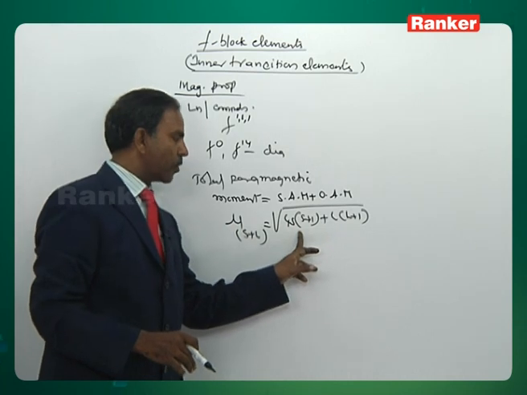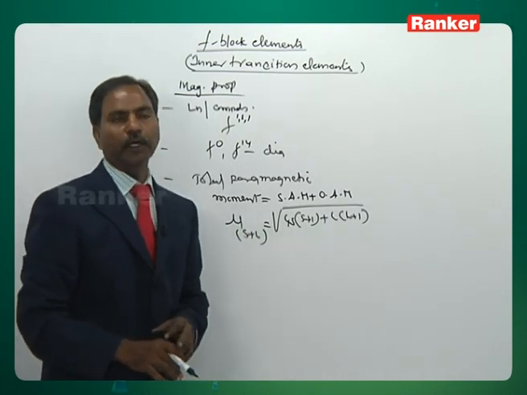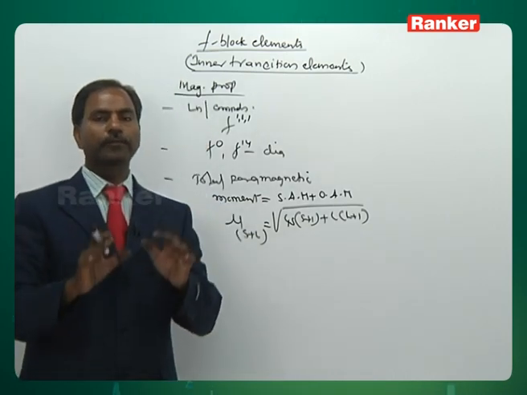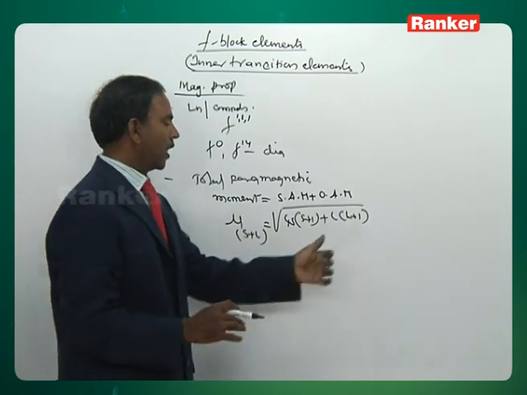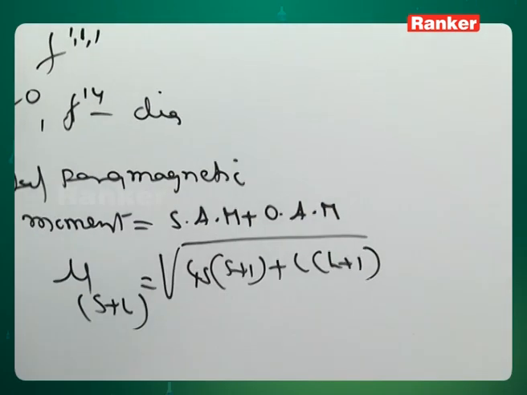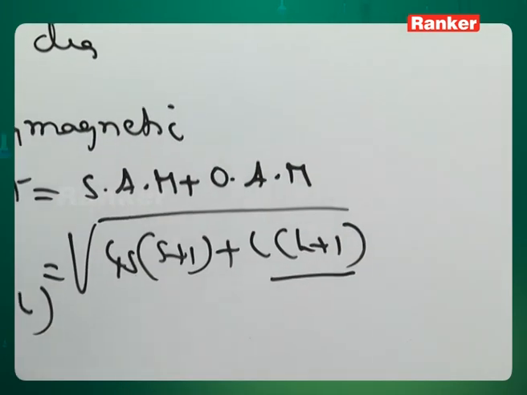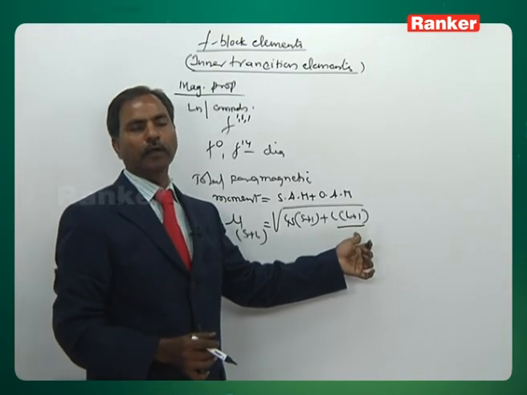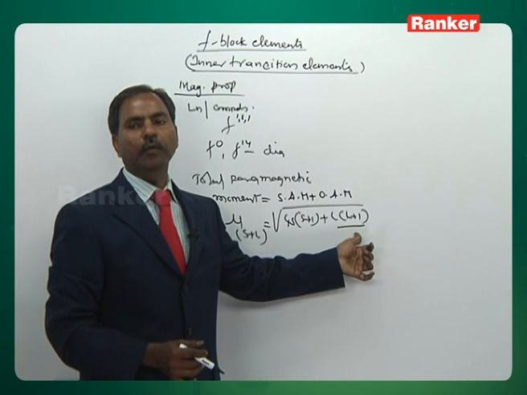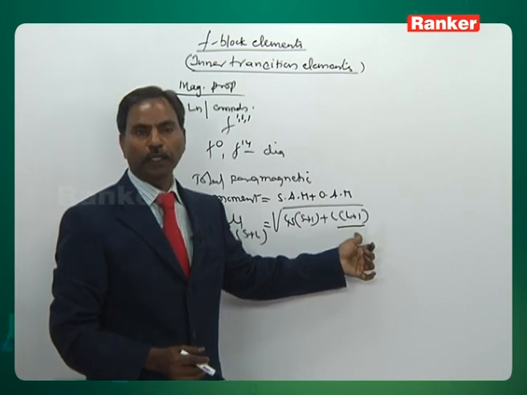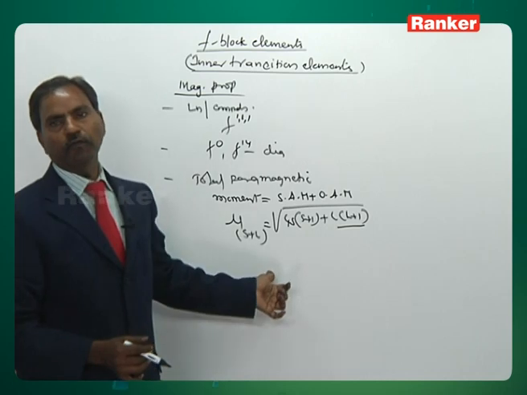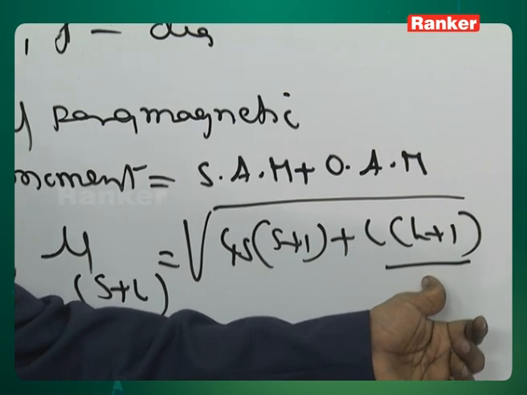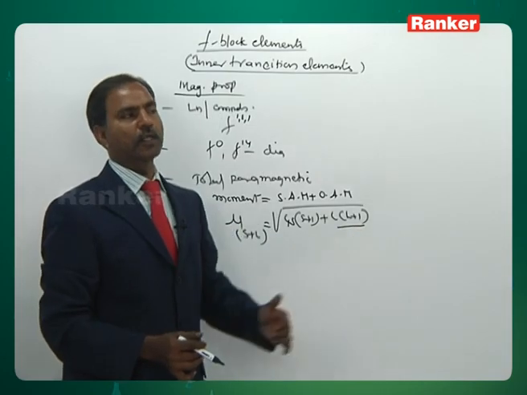This stands for spin angular moment, and this stands for orbital angular moment. Once you consider d block elements, especially in 3d series, the orbital angular moment is quenched by the ligand fields. Therefore, you need not consider the orbital angular moment for the calculation of total paramagnetic moment of d block elements, especially 3d series. But in the case of f block elements or lanthanides, this orbital angular moment is not quenched by the ligand fields.